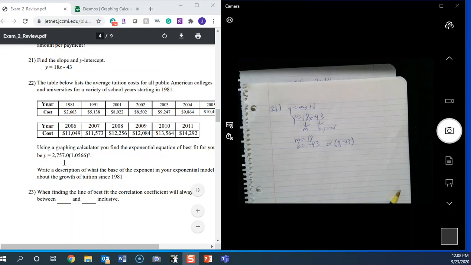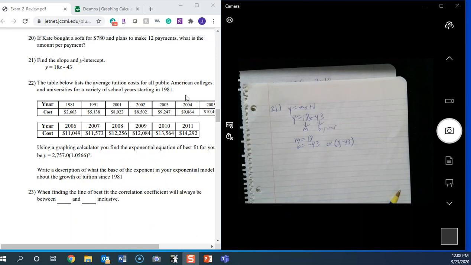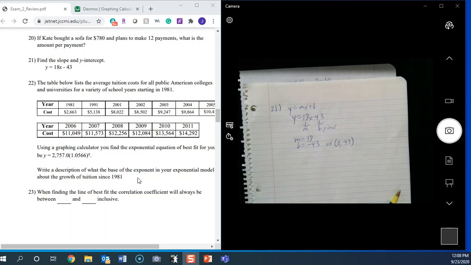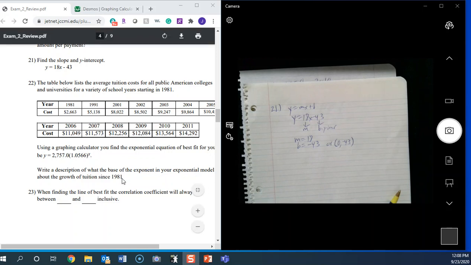Okay, now look here. It says the table below lists the average tuition cost for all public American colleges and universities for a variety of school years starting in 1981. It says using a graphing calculator, you find the exponential equation of best fit for your graph to be y equals 2,757.0 times 1.0566 to the x. Write a description of what the base of the exponential in your exponential model says about the growth of tuition since 1981.